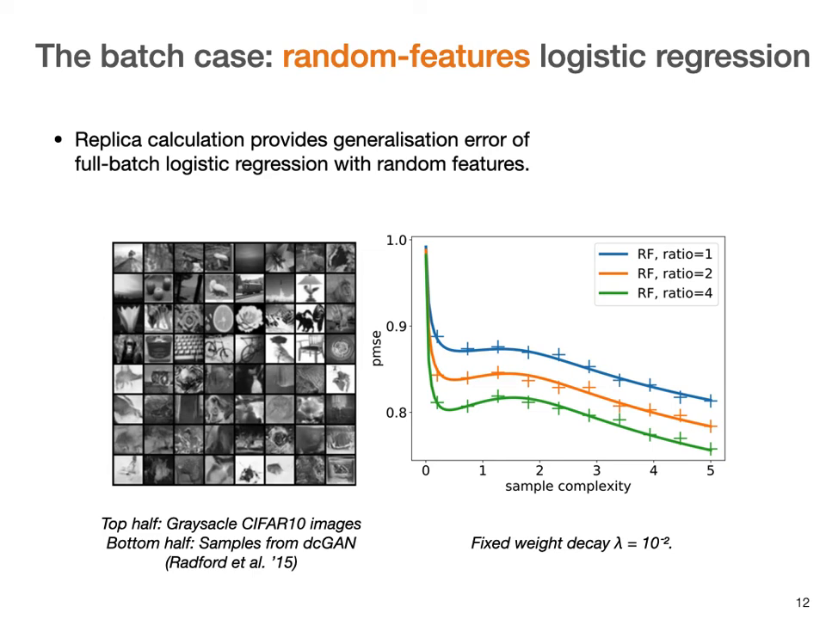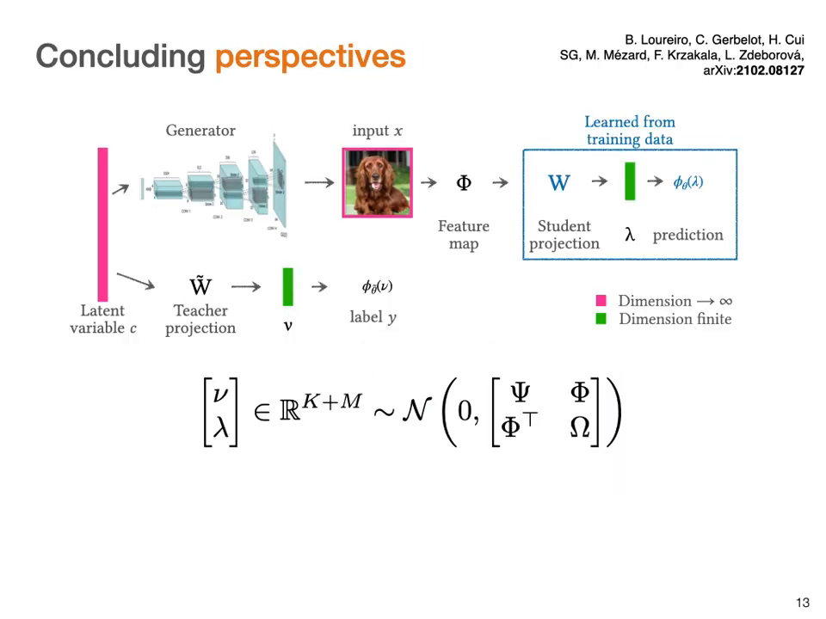And here we show this again for inputs that were drawn from a pre-trained generative model, the convolutional GAN in this case, and we can see again that for different ratios of random features to input dimension, the agreement between theory and experiment is very good. So this is another case where the Gaussian equivalence seems to hold beyond the limits where we could establish it rigorously. Now, the full details of these calculations and derivations can be found in the paper. Let me finish this video with some perspectives.